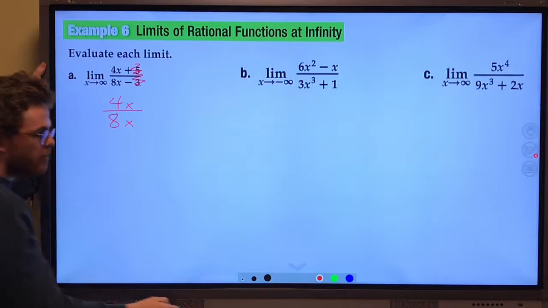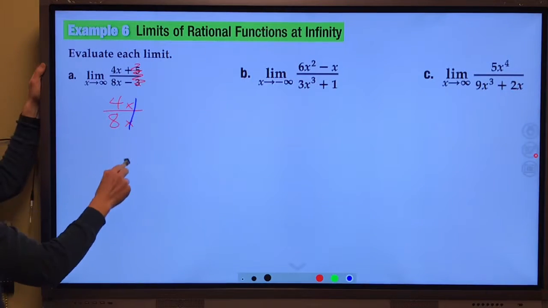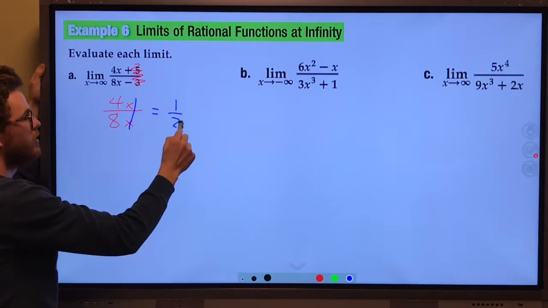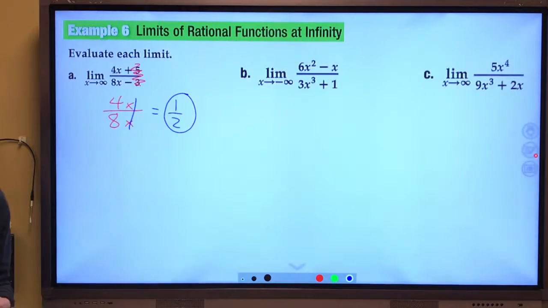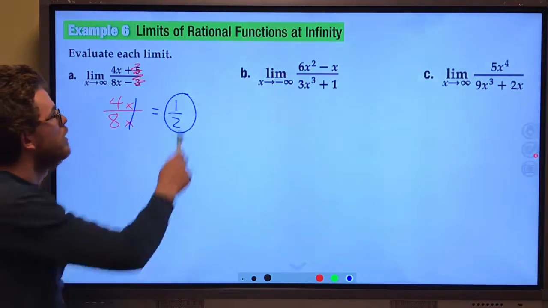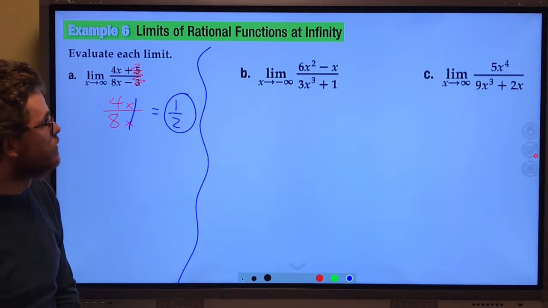And 4x over 8x, we know we could cancel out the x's, and this reduces to give us a half. As x goes to positive infinity, the limit is a half. It's going to get closer and closer to a half. Let's look at this next one.